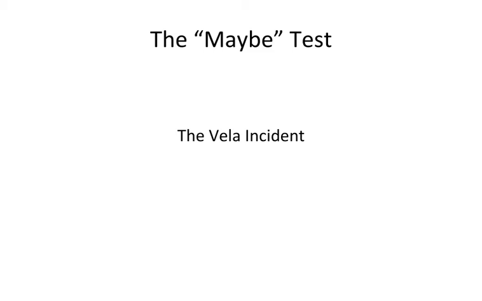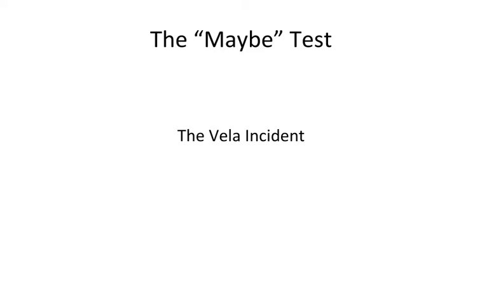Now, the maybe test is kind of interesting. This is still a matter of some dispute, but the basic argument is that over the South Atlantic in 1979, specifically on September 22nd, there was a mysterious double flash of light. This is referred to as the Vela Incident or the South Atlantic Flash. The reason it's called the Vela Incident is that this double flash was detected by an American satellite, and that satellite was called the Vela Hotel, and hence the Vela Incident.